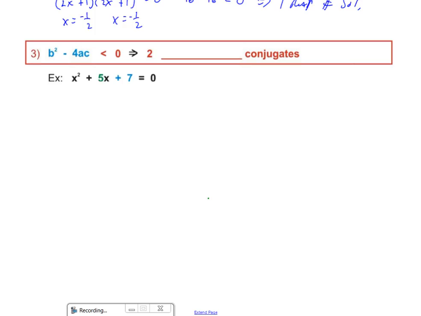Last scenario, you're less than 0. And remember, we're talking about the radicand. So if it's less than 0, you have a negative radicand, and therefore, it's what kind of solution? Imaginary. And again, technically, we're going to say 2 complex conjugates, because imaginary numbers are complex numbers. 2 complex, and they're always conjugates.